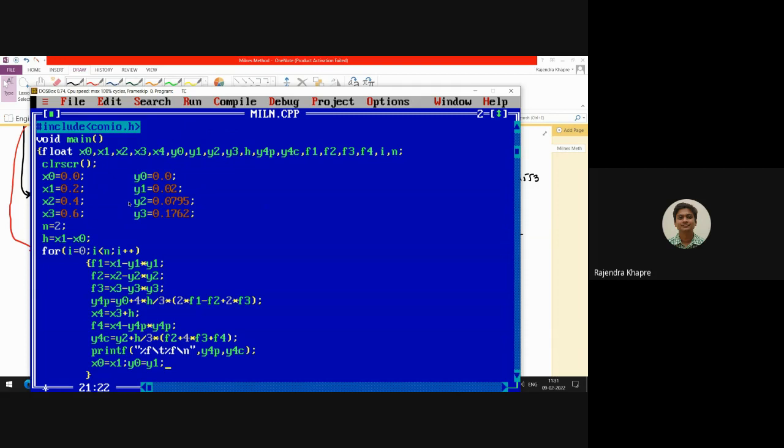Okay, similarly the x1 value should be taken as x2, and y1 value should be taken as y2. Okay, sorry, x0, y0, x1, y1. Then x2 should be taken as x3 and y2 should be taken as y3. Okay, how about x3?